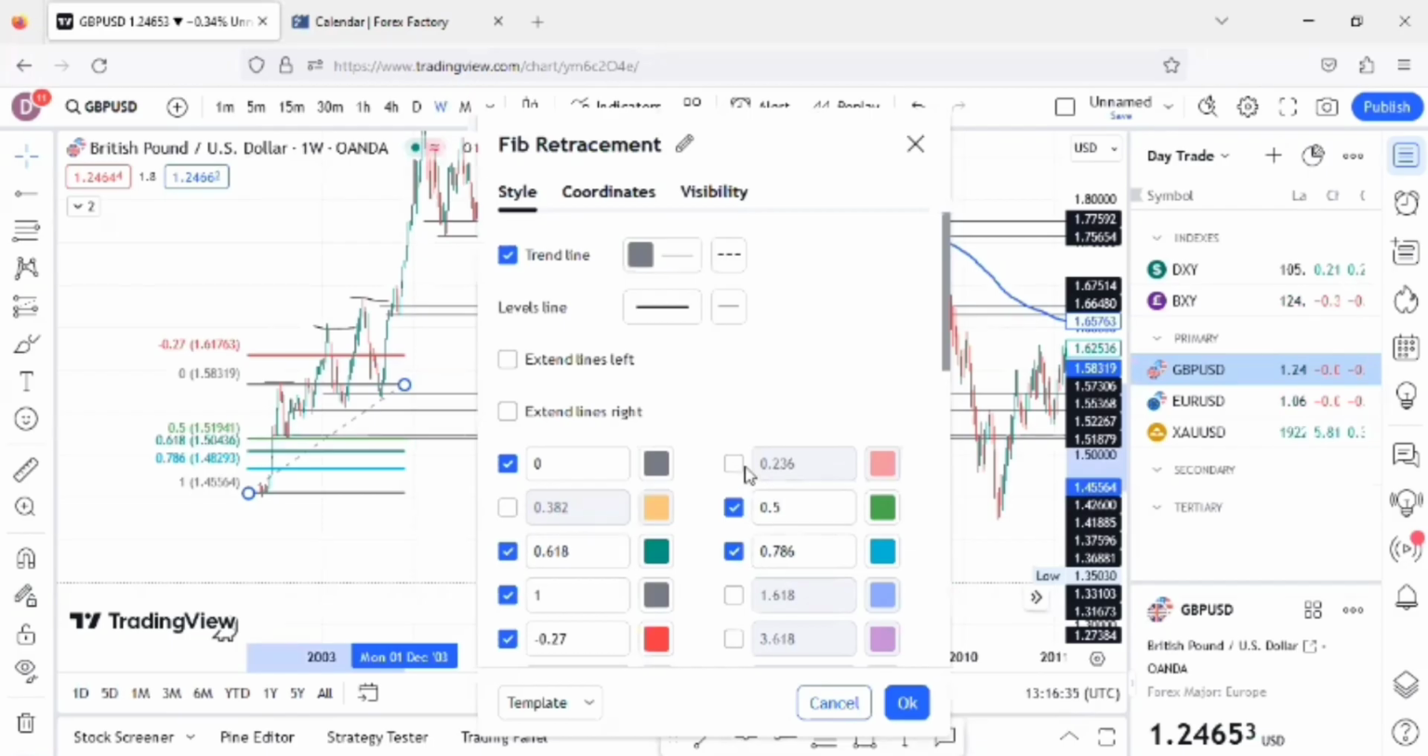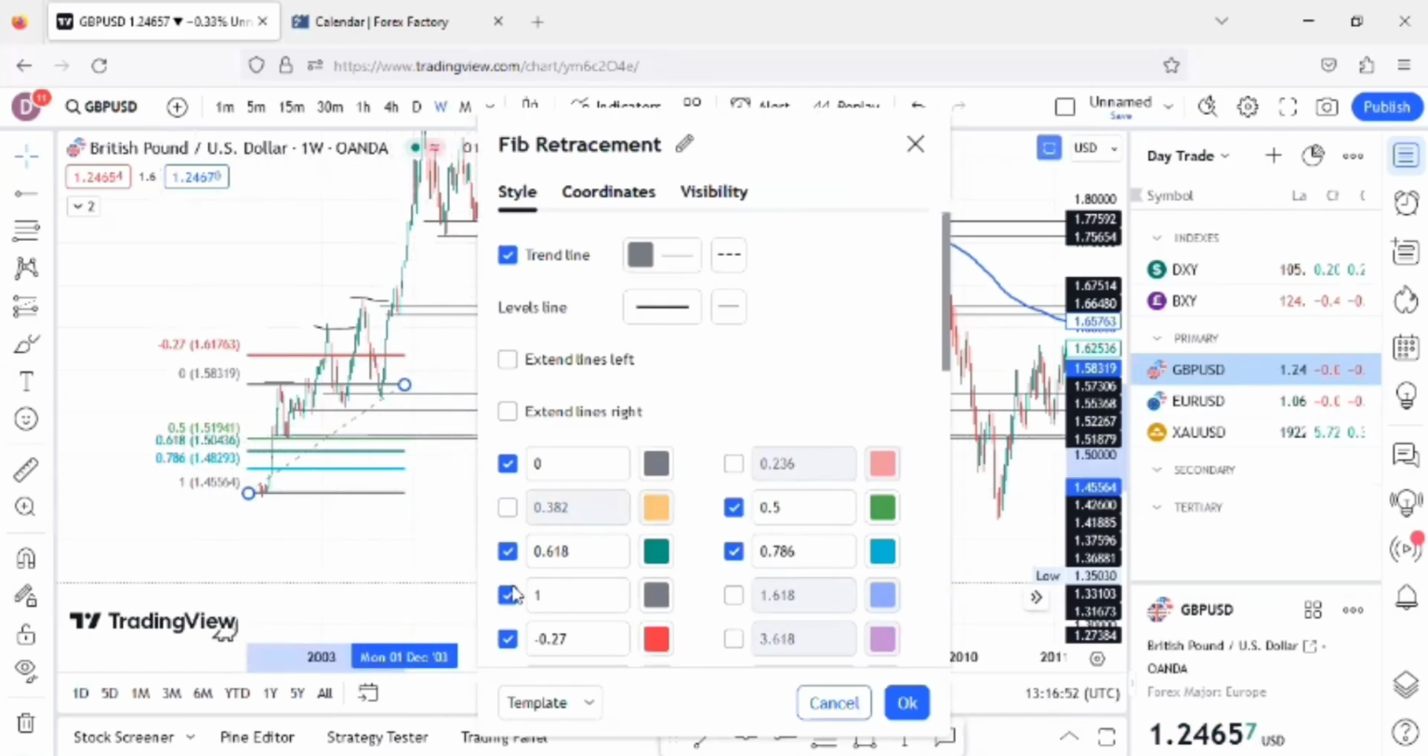At 0.236, you can check or uncheck. If you check it, you can see that it has come there. If you uncheck it, you will see that it has gone off the place. Like this 0.382, I don't use it as well. You can see that if I uncheck it, it's going to go away.